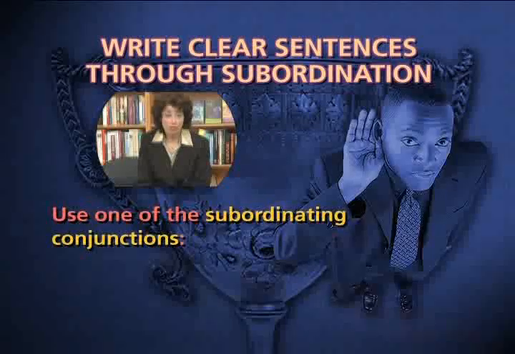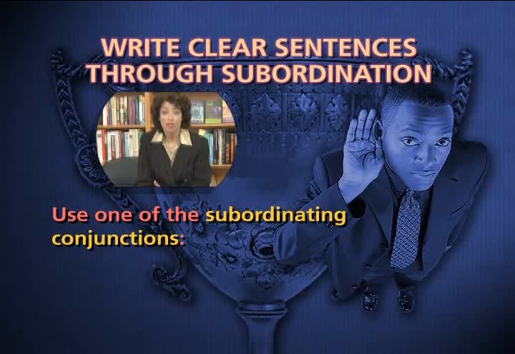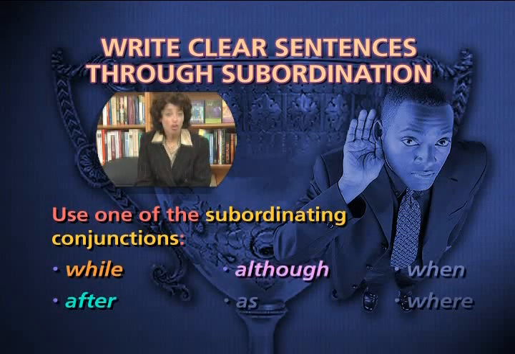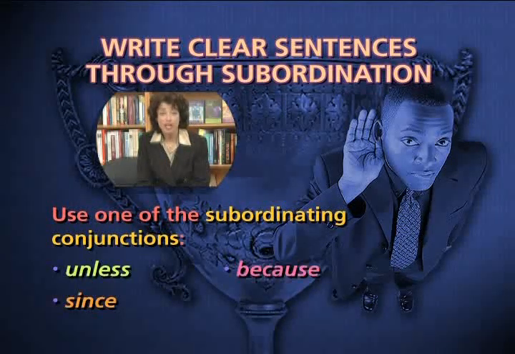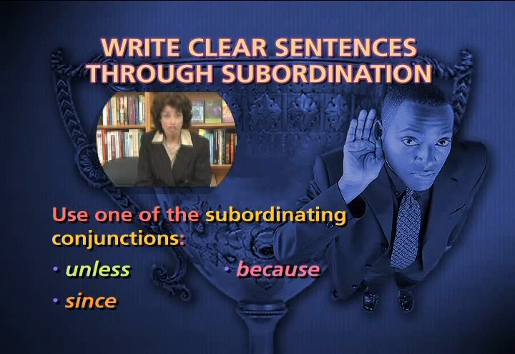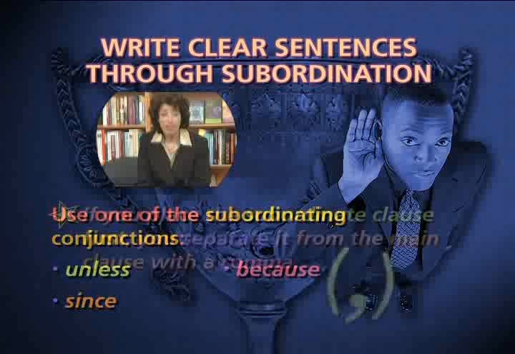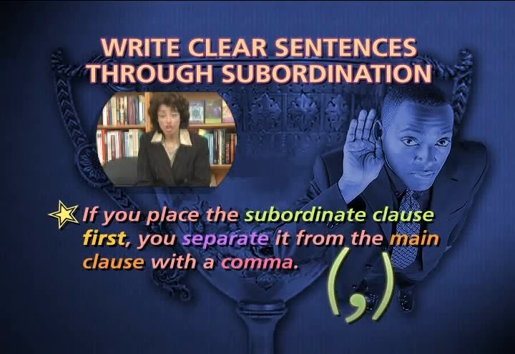And you're going to use one of those subordinating conjunctions such as while, after, although, as, when, where, unless, since, or because. And again, there are many of these. These are just a few. You're going to pick the one that best helps you convey your meaning. If you place the subordinate clause first, you separate it from the main clause with a comma.